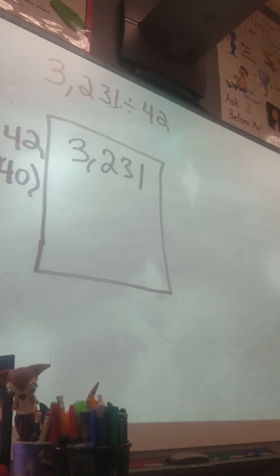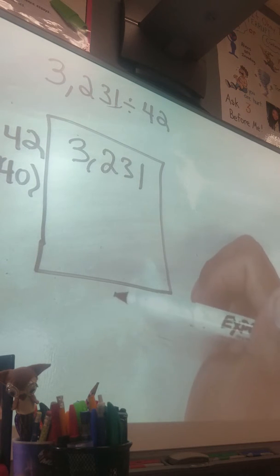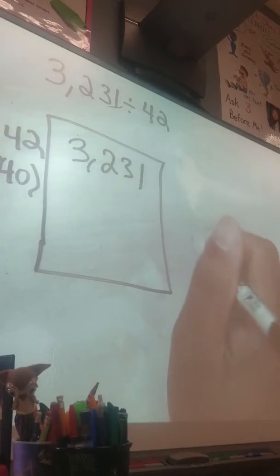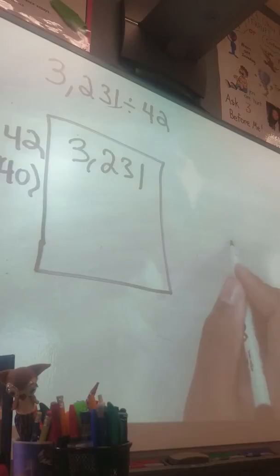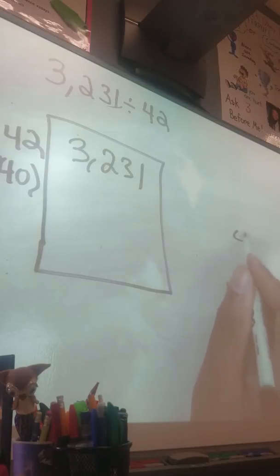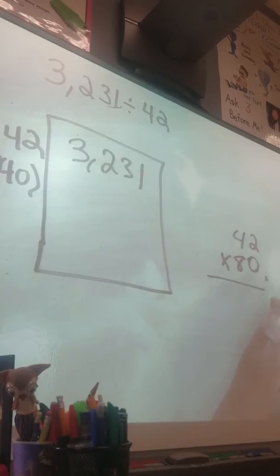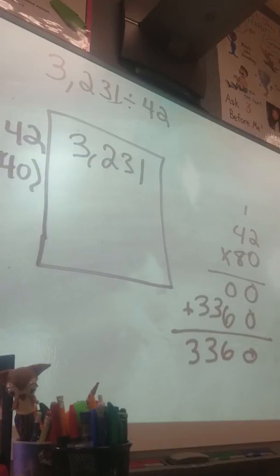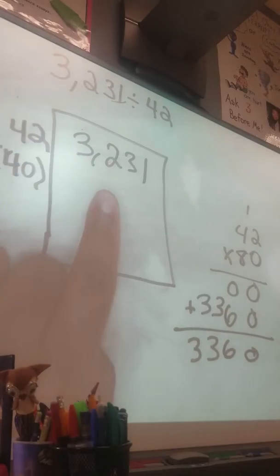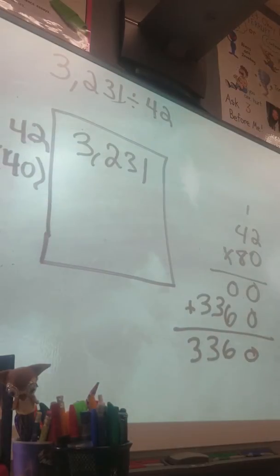Okay, so let's start our dividing. We want to divide and see how many times 40 can go into 3,231. Okay, so I'm going to guess 80, because I know that 8 times 4 is 32. So I'm going to try to multiply 42 by 80. Well, let's see. I end up getting 3,360. Well, if you look at my dividend, that's going to be too much. So 80 would not be wise. Let's try 70.